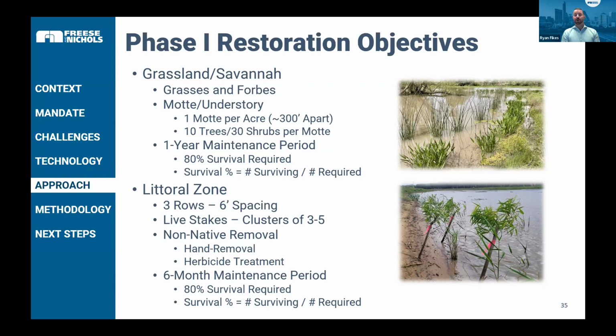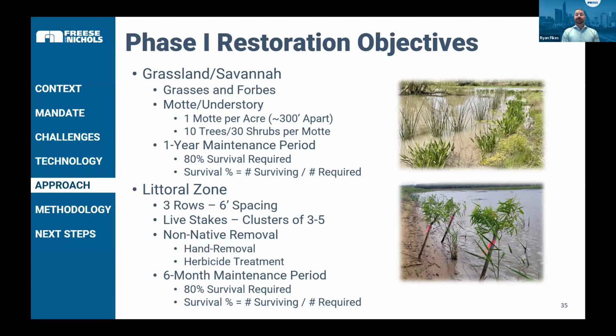Everything upland required a 1-year maintenance period, and was considered successful and could include maintenance planting events to get to an ultimate 80% survival at the end of that 1 year. And the way we did this, it's a little different than the norm, is the survival percentage was not just the number of surviving over number of planted like you would typically see. In this case, again, this is because of the federal requirements, what was required is the ultimate factor. So we could overplant in this case to enhance the likelihood for success.